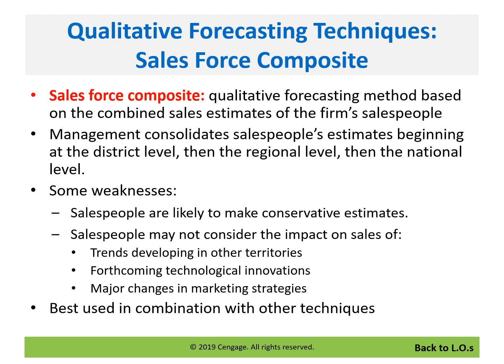For the sales force composite, a qualitative forecasting method based on the combined sales estimates of the firm's salespeople. Management consolidates salespeople's estimates beginning at the district level, then the regional level, then the national level. There are some weaknesses though, which include salespeople are likely to make conservative estimates. Salespeople may not consider the impact on sales of trends developing in other territories or forthcoming technological innovations or major changes in marketing strategies, best used in combination with other techniques.